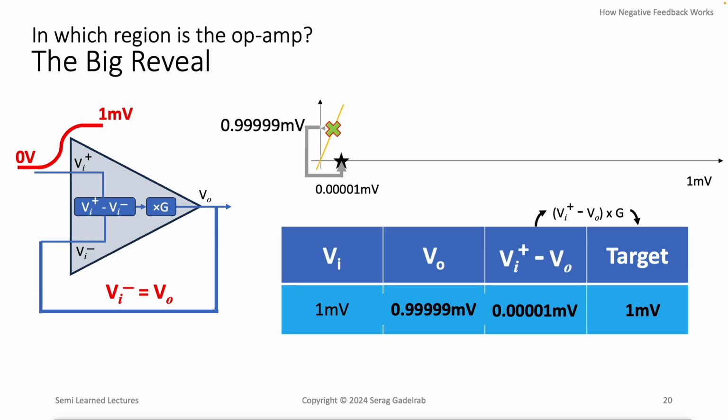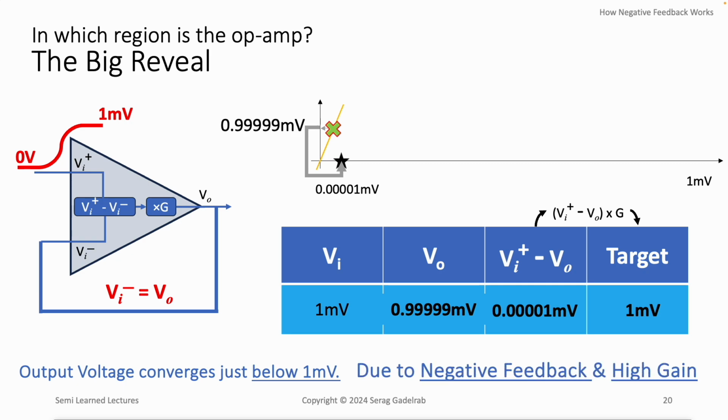With that new target of 1 millivolt, the difference between the input and output voltage gets even smaller. Now the output voltage will keep rising, but by a smaller and smaller amount. And if we continue iterating, we are going to find that it converges at a voltage that is just below the input voltage of 1 millivolt. This converging behavior is due to the behavior of the negative feedback and the presence of the very high gain.